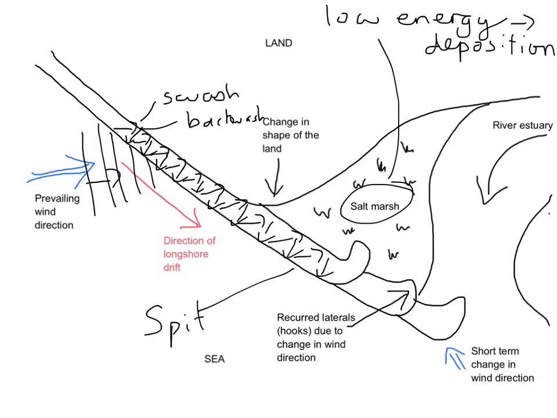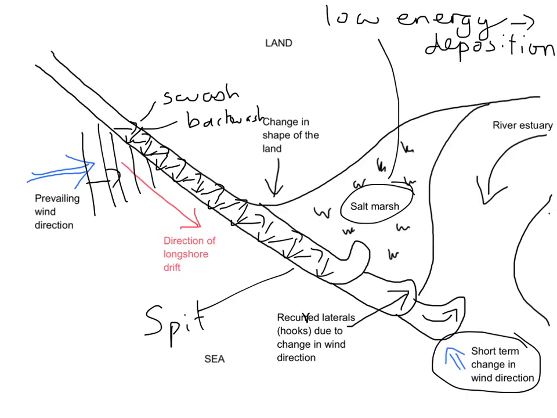Now, occasionally the wind direction will change for a short period of time. We can see down at the bottom corner here that the wind direction has changed, and therefore the spit starts to adjust accordingly. And what is created are these hooks or recurved laterals. The spit is pushed round as the direction of longshore drift changes, and these hooks are created.